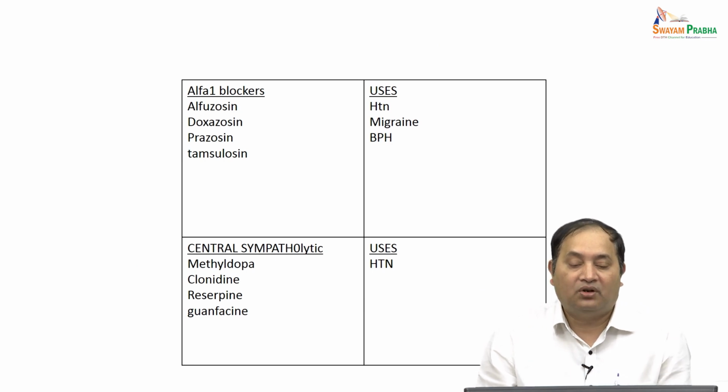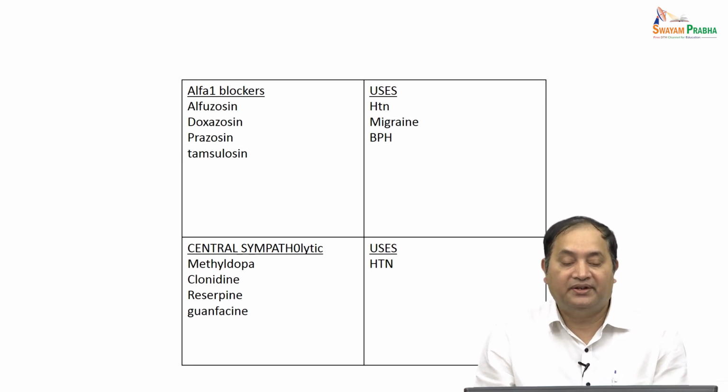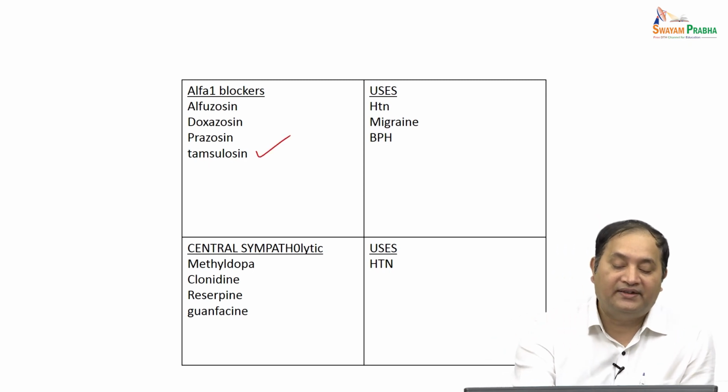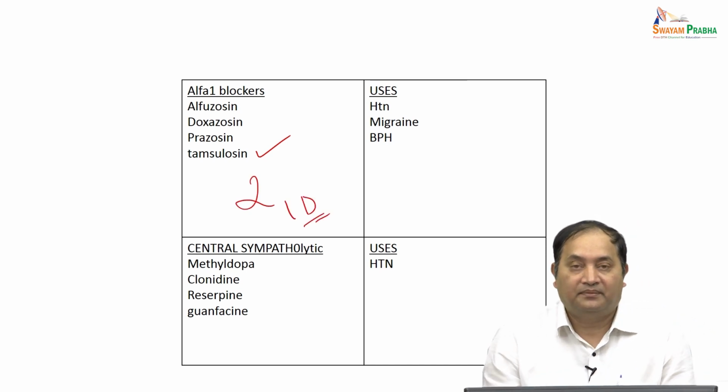Look at alpha 1 blockers. They are used in hypertension, like doxazosin. They are also used in other conditions like benign prostatic hyperplasia or migraine. One of the newer alpha 1 blockers, which inhibits the alpha 1D subtype receptor, is tamsulosin.